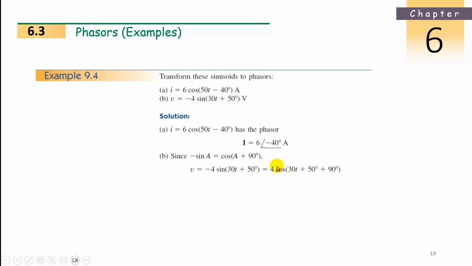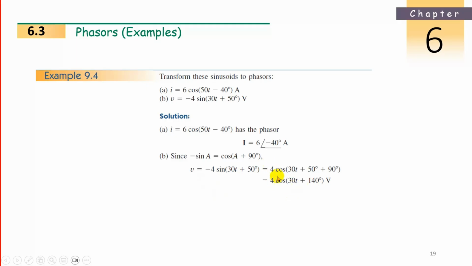See here, it is minus sign, it becomes plus cos, and we add plus 90 degrees after the 50. Generally we have to add minus 90, but it has minus outside, we are taking that minus inside, it becomes plus. So plus 90 degrees. So total will become 50 plus 90, it is 140 degrees. So the actual equation of V will become 4 cos(30t plus 140 degrees).